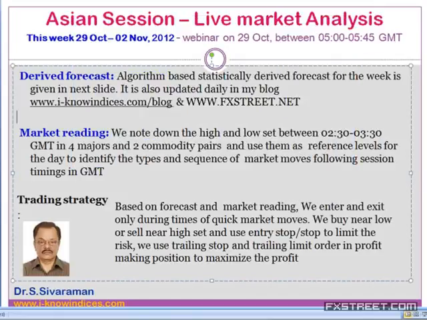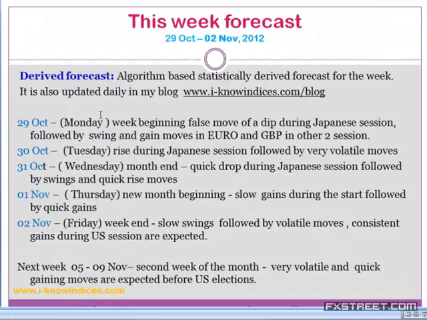Now, let me go to the second slide and try to give you the forecast expected during this particular week. So today is 29th, so the week begins smooth. They have made a dip during the start of the Japanese session, and followed by that we may come across swing and gain moves during the European and US sessions. So Euro and GBP are expected to slowly gain the levels during the day. And as I explained, when they are just closer to the low or closer to the high, only then we think of taking trading positions, not otherwise.